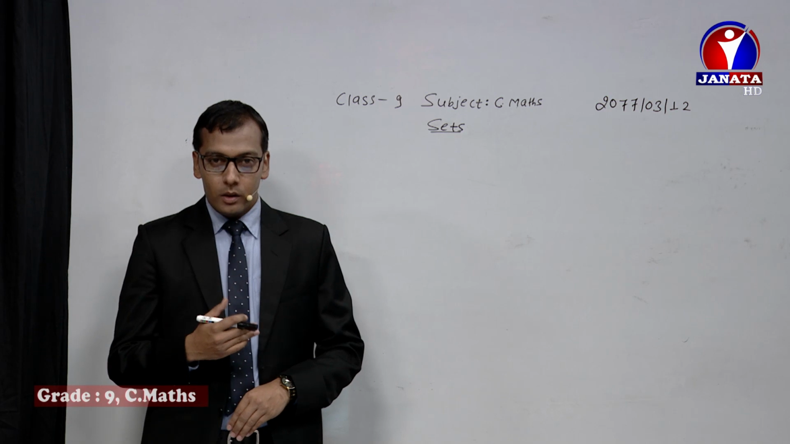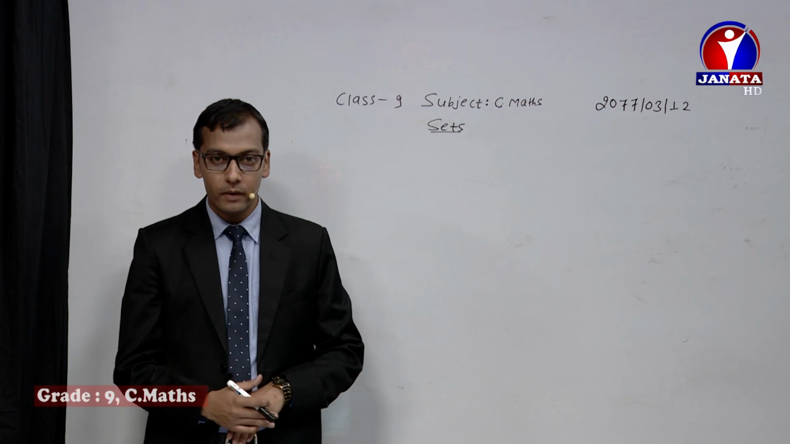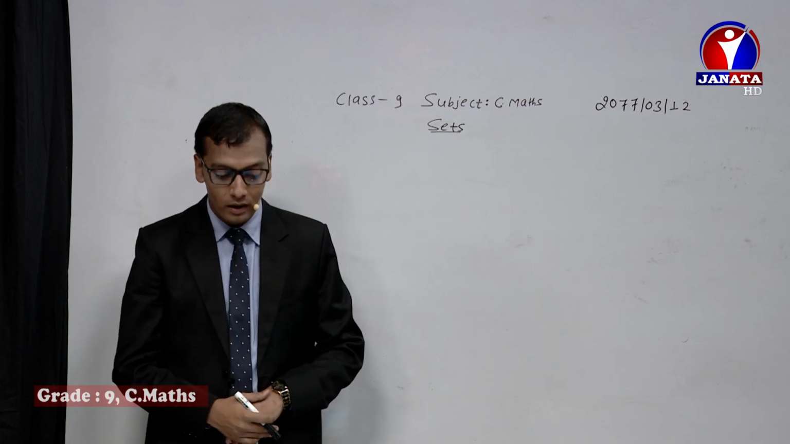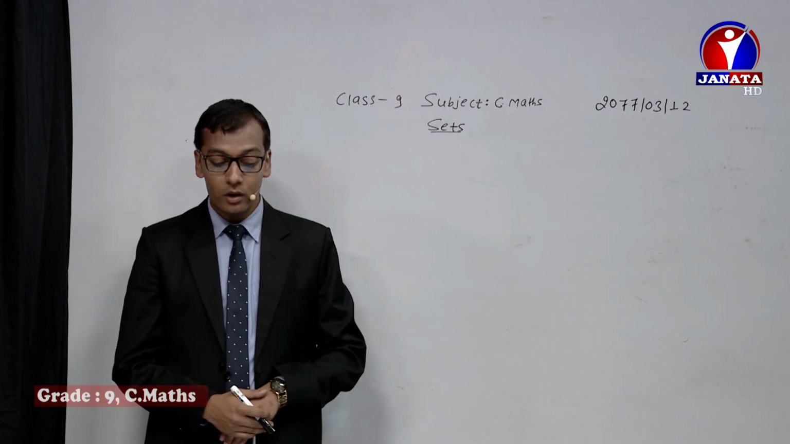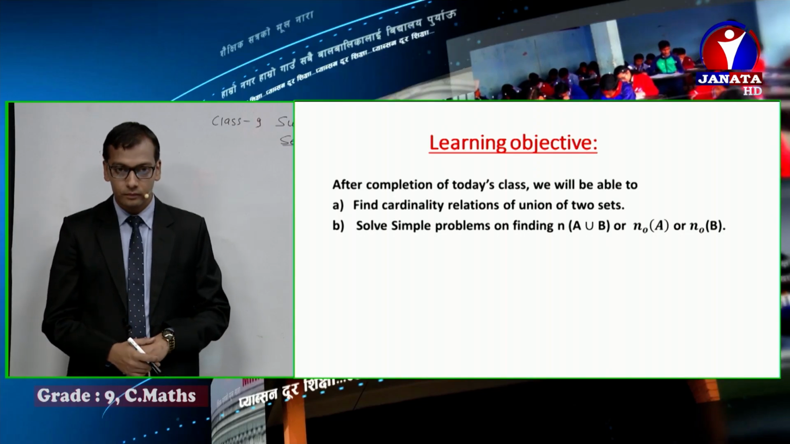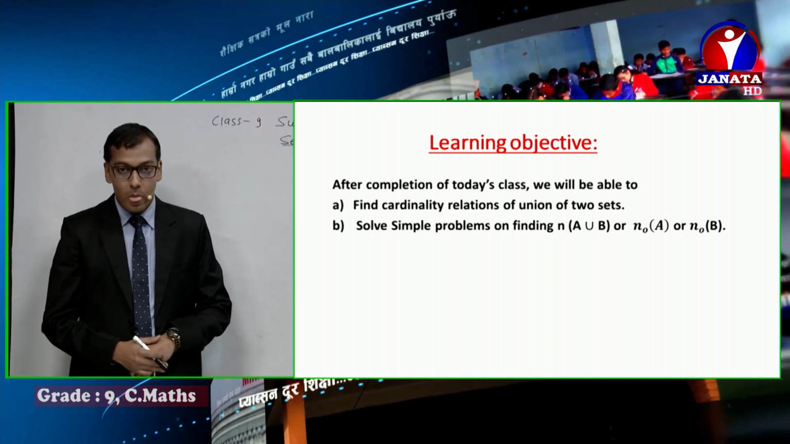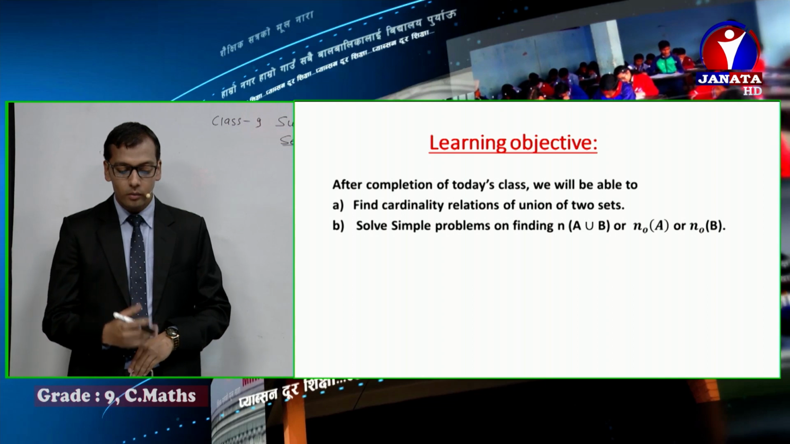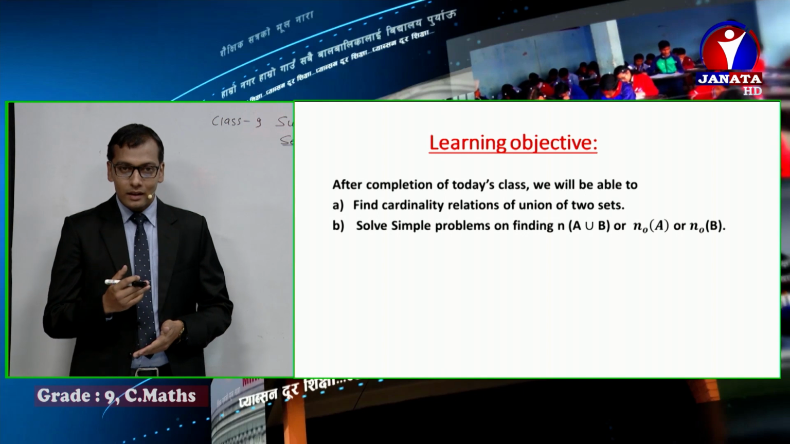So today let me talk about today's objective in the beginning of class, and then we will move ahead. After completion of today's class, we will be able to find the cardinality relation of union of two sets, and if I get time, I will try to solve simple word problems on finding n of A union B, and only A and only B. So let me start now.